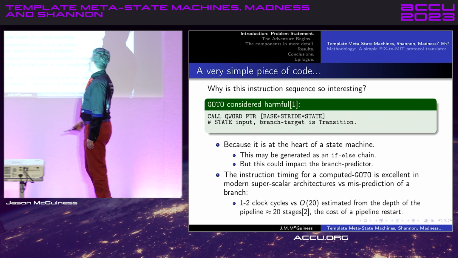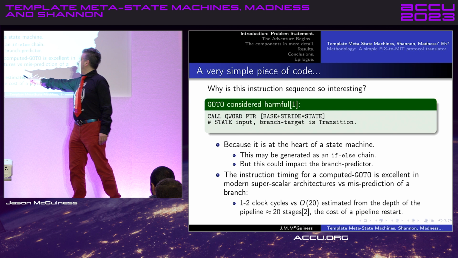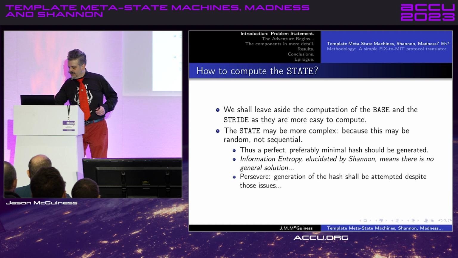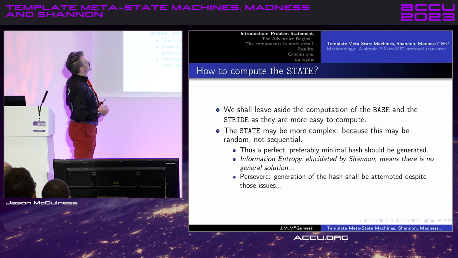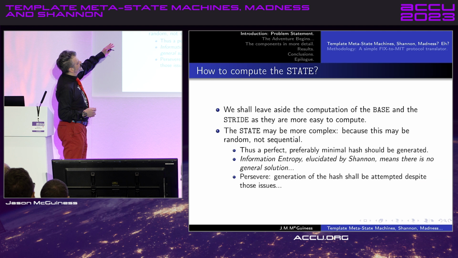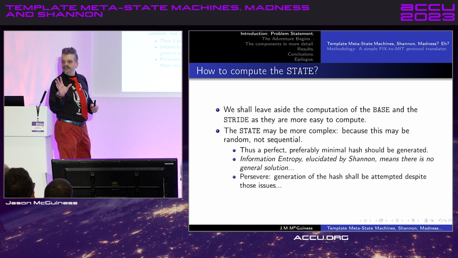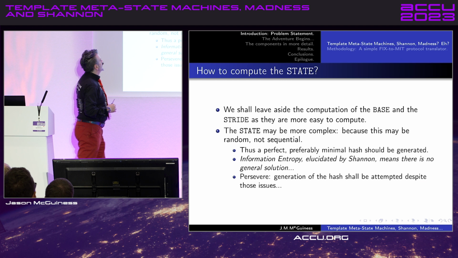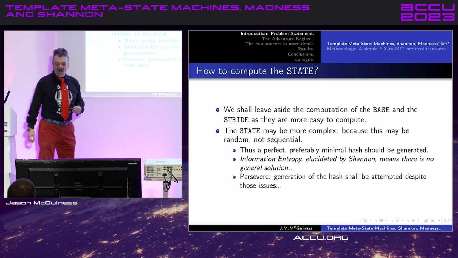Versus if we get a misprediction, roughly order 20, there's roughly 20 stages in the pipeline. So, okie dokie, we've got some motivation as to why we're interested in this computed goto. We're going to leave aside the computation of the base and the stride for the moment, because they're relatively easy to compute. You can see some template metaprogramming is beginning to smell in the air, like a rotten thingy. The state may be more complex because it is effectively random.